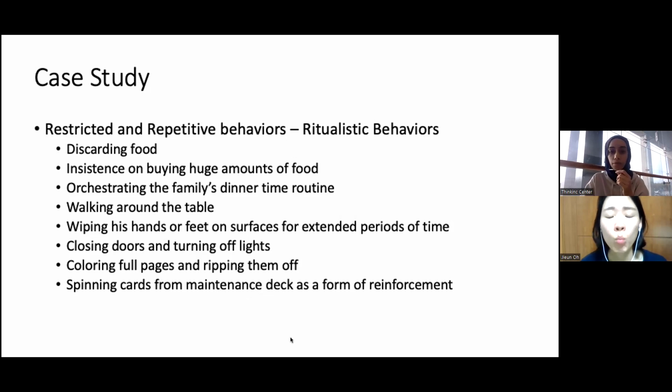So other things he does is lots of touching surfaces. It's like he's waiting to get a certain feeling. So he keeps touching a surface, it could be his dad's hand or the table, until he is satisfied.